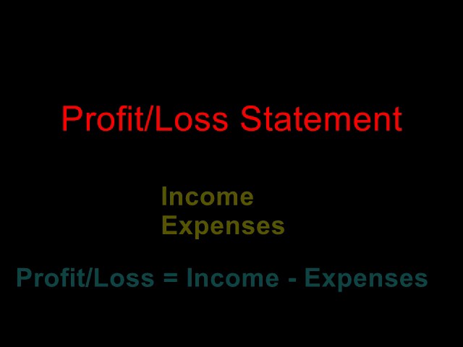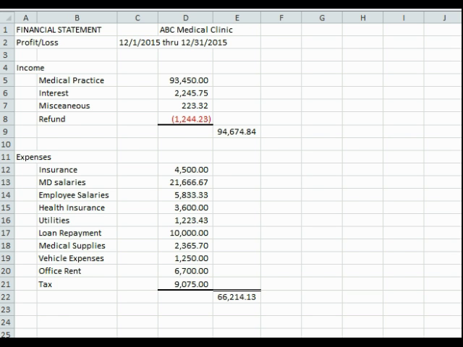Now let's take a look at an example of a profit-loss statement. This is an example of a financial statement for our hypothetical business, the ABC Medical Clinic. Notice, as mentioned before, there is an interval that the report refers to, that is between 12/1/2015 through 12/31/2015. Notice that there is an income column and an expense column. The income to the medical practice for the month is $93,000. Interest on different accounts is $2,200, and miscellaneous $223. Note the practice had a refund, $1,200. So the total income for this period is $94,000.